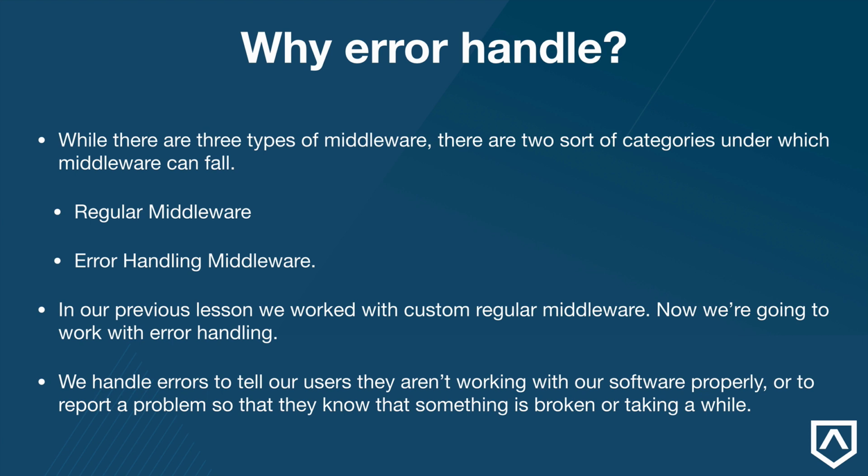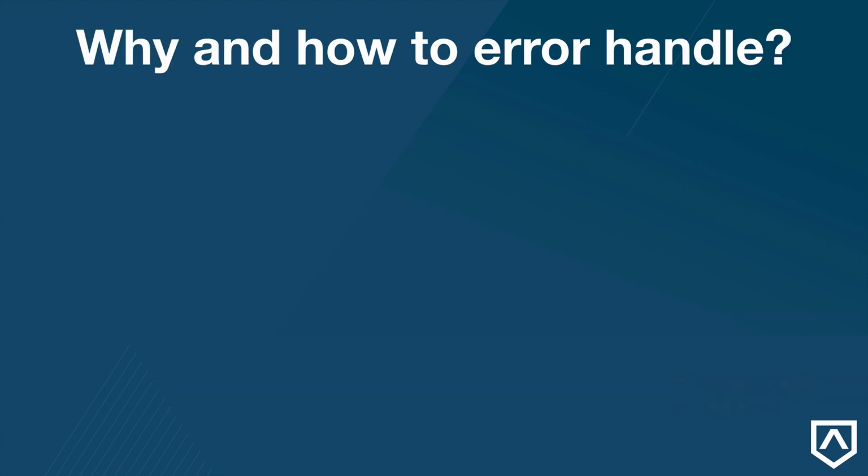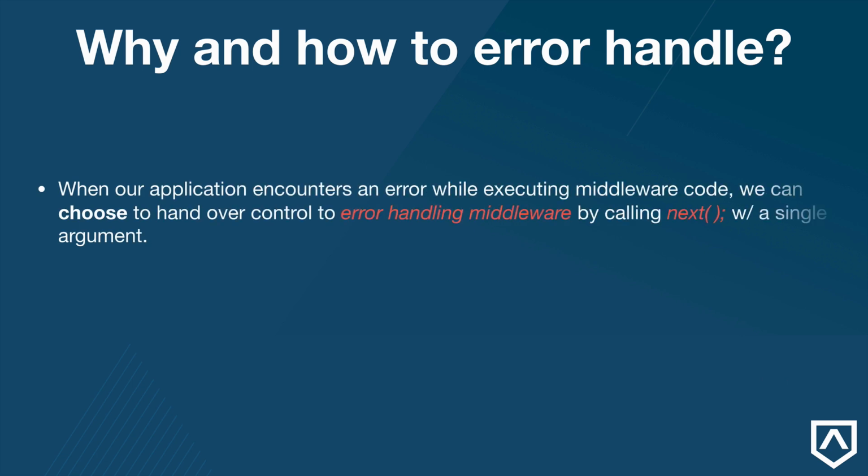There are various instances in which you'd need to write error handling to tell the user that they messed up, but sometimes your server messes up and you need to tell the user that your server is messed up. Otherwise, they don't know how to work with it. So why and how to handle errors? Piggybacking off of that last discussion, when our application encounters an error while executing middleware code, we can choose to hand over control to error handling middleware. And that's how we're going to do this.